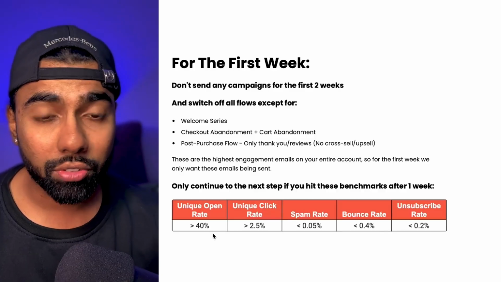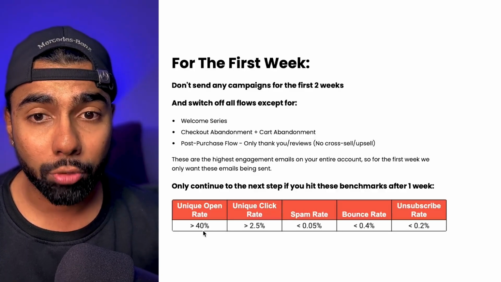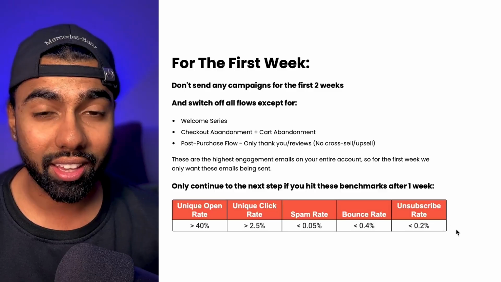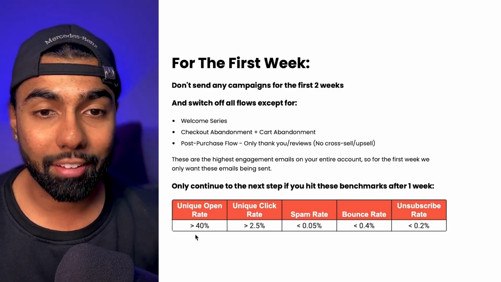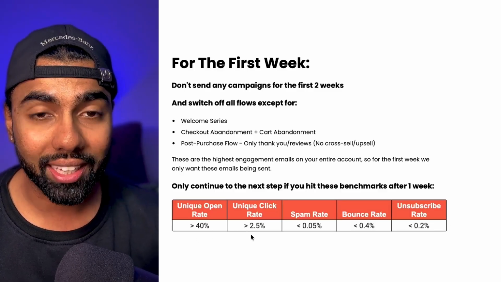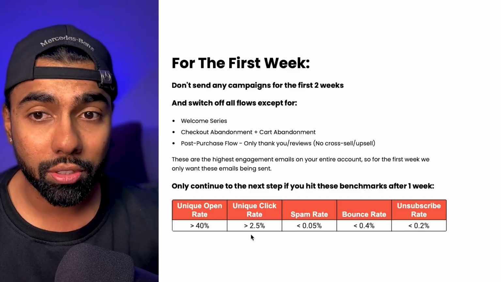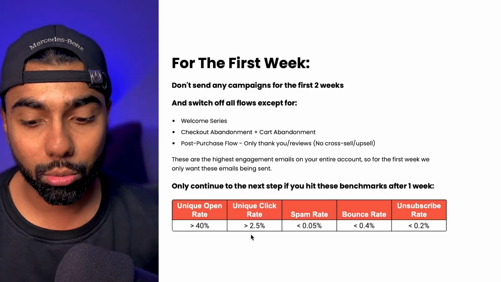So what you want to do is keep these flows on, switch off all your other flows, and only move to the next step if you get a minimum open rate of 40%. I've also got some other benchmarks here that you want to aim for, but as long as you're getting a 40% open rate and a 2.5% click rate on every email within those flows, within that first week, you should be sweet to move to that next step.